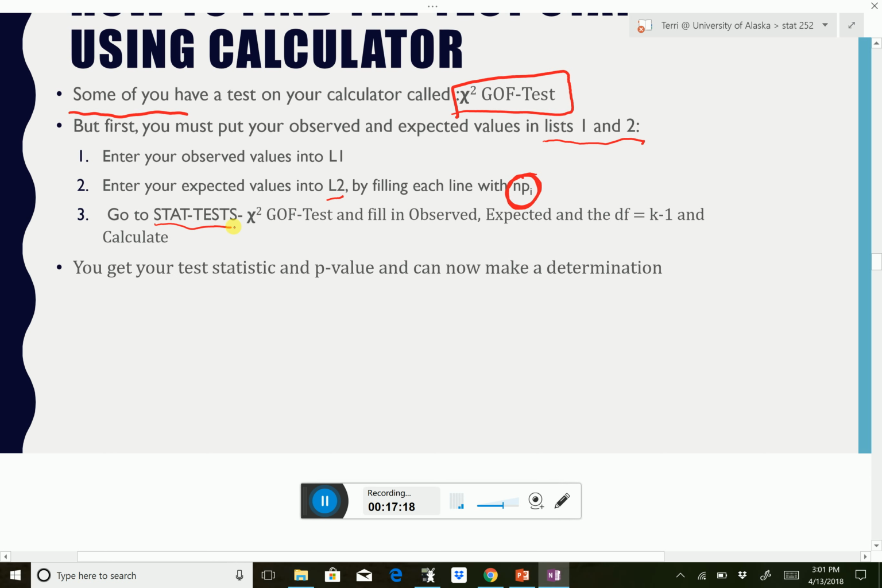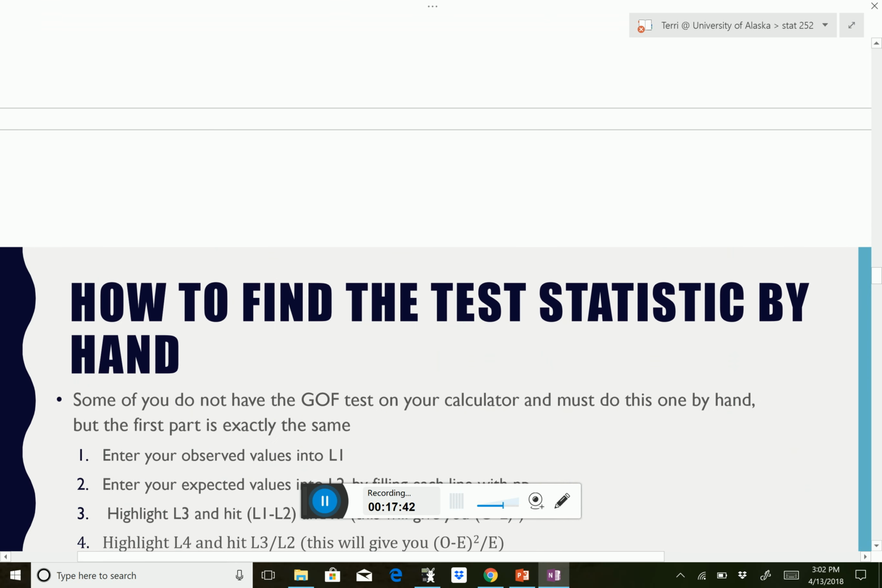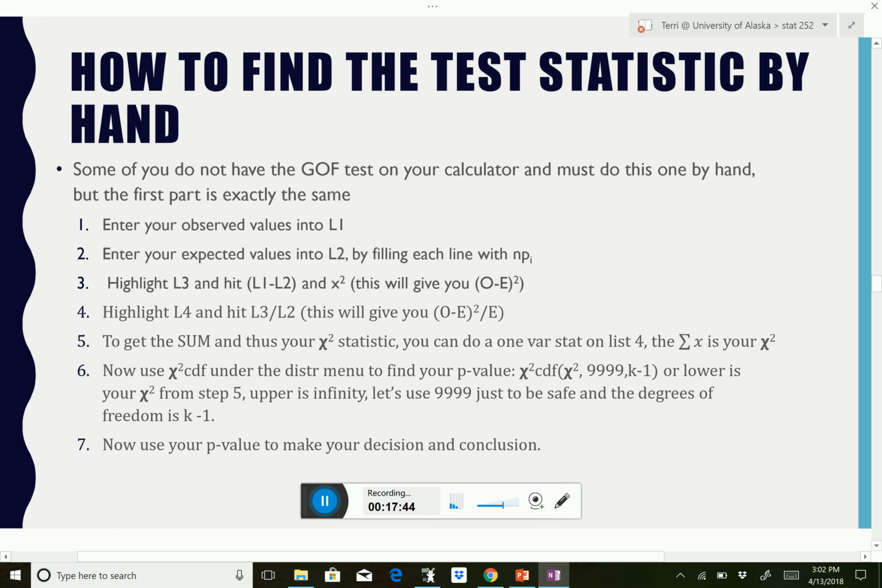And then we go to stat, test, chi-squared GOF test, and we fill in where we put our observed, where we put our expected, degrees of freedom is k-1, and we calculate. You have to tell it k-1. There are times when it isn't. For our class, the experiments that we're going to be doing, we're going to be using that. Okay, so those of you who have chi-squared that does not say GOF, then you do not have the goodness of fit test. You're going to have to do it kind of by hand, but kind of on the calculator.